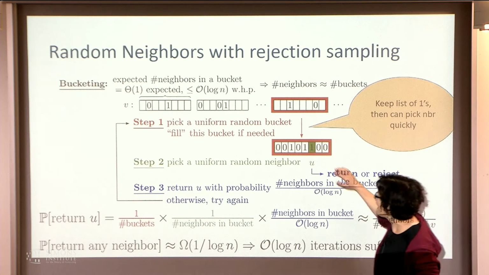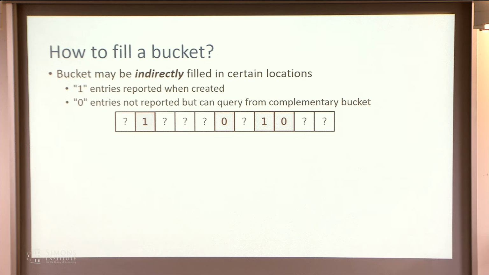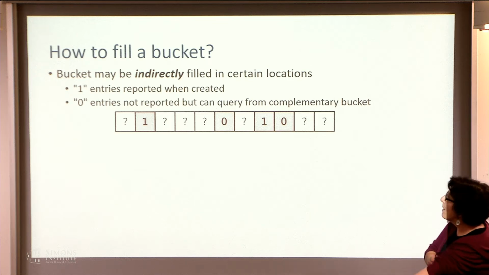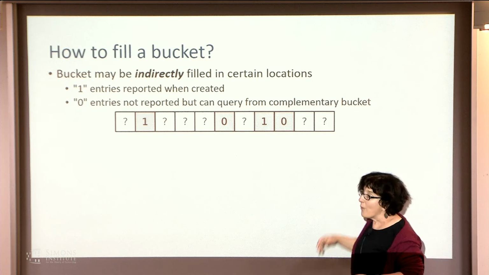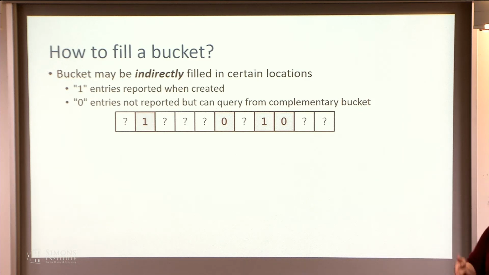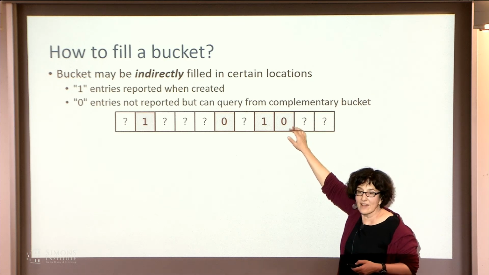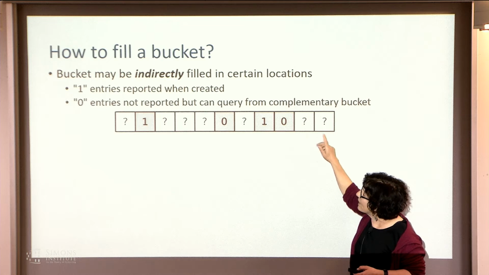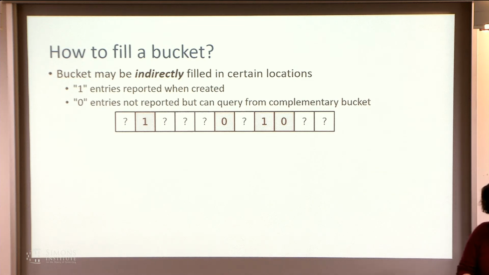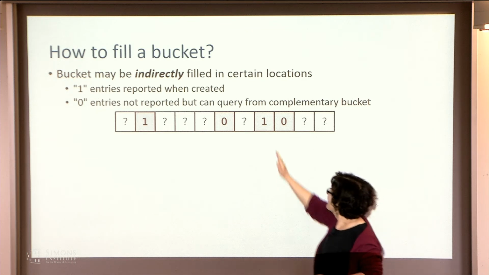Okay, so what we haven't described is how to fill this bucket. And it's good, this is why I did the previous slides, so that you can see here what to do. So the bucket might already have been indirectly filled in certain locations because of the neighbors. Now what we're going to bank on is when those neighbors filled buckets, if they created any ones, they had to tell us about it. So any ones that neighbors stuck in our bucket, they have to tell us about. So we know those. So ones were reported when they were created. The 0 entries that neighbors might have stuck in our bucket, they didn't tell us about. But if we ever need to know if it was a 0 or 1, we're going to be able to figure it out from looking at the complementary bucket, the one that went kind of this way.